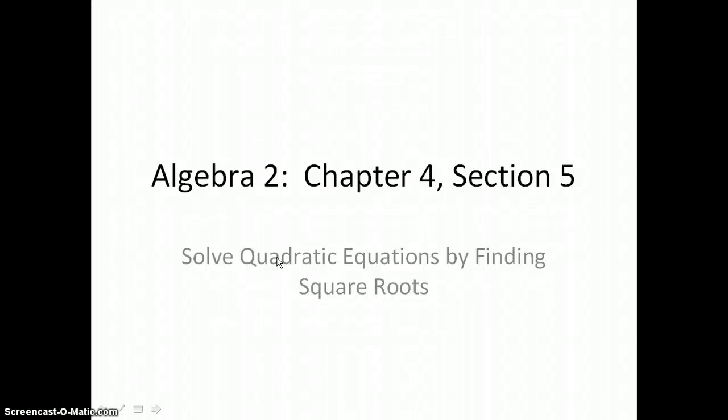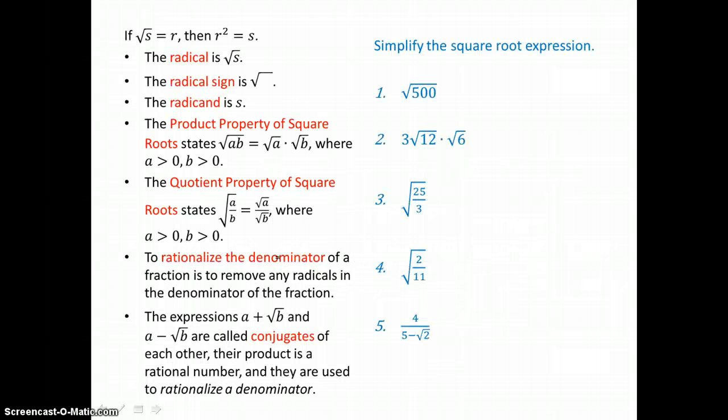In Lesson 4.5, you will solve quadratic equations by finding square roots. In these examples, we're going to simplify the square root expression. In the first one, we're going to simplify the square root of 500.